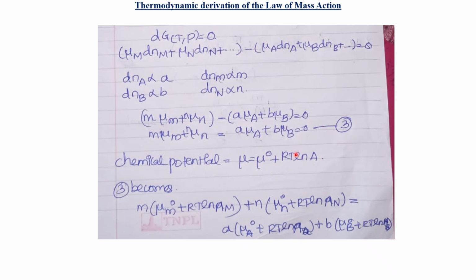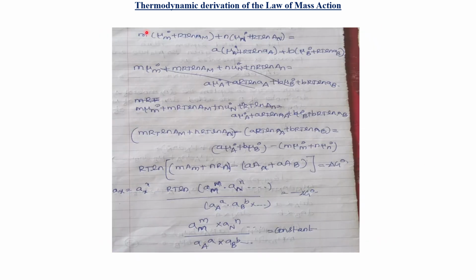We know the chemical potential equation: mu equals mu degree plus RT ln a. So we substitute the value of mu_M using this equation. For mu_M, it's mu_M degree plus RT ln a_M, plus mu_N degree plus RT ln a_N, and likewise for mu_A and mu_B. So the equation changes like that. This is the change to the equation.